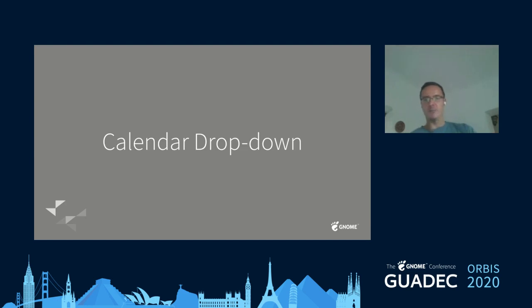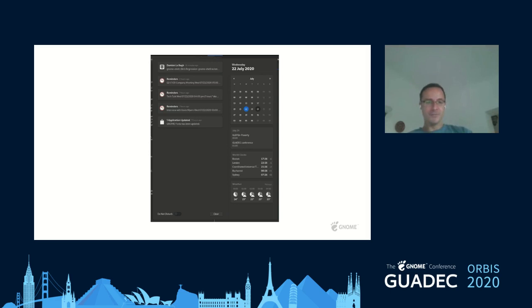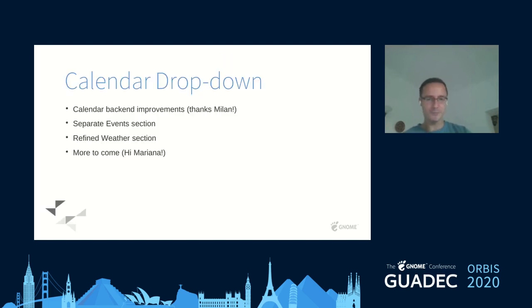There have been some improvements to the calendar dropdown, and there are more to come. So what we see here is there were some refinements in the weather sections. Events have been split off from notifications and moved, well, to the calendar, which is kind of obvious. And we now have do not disturb functionality that was always there, but it now has a proper control inside GNOME Shell itself. Next, please.